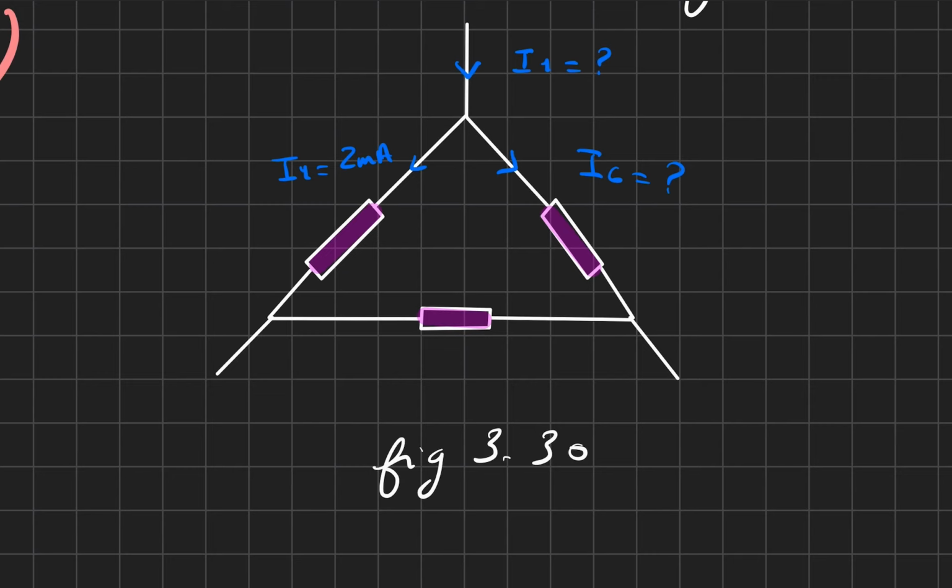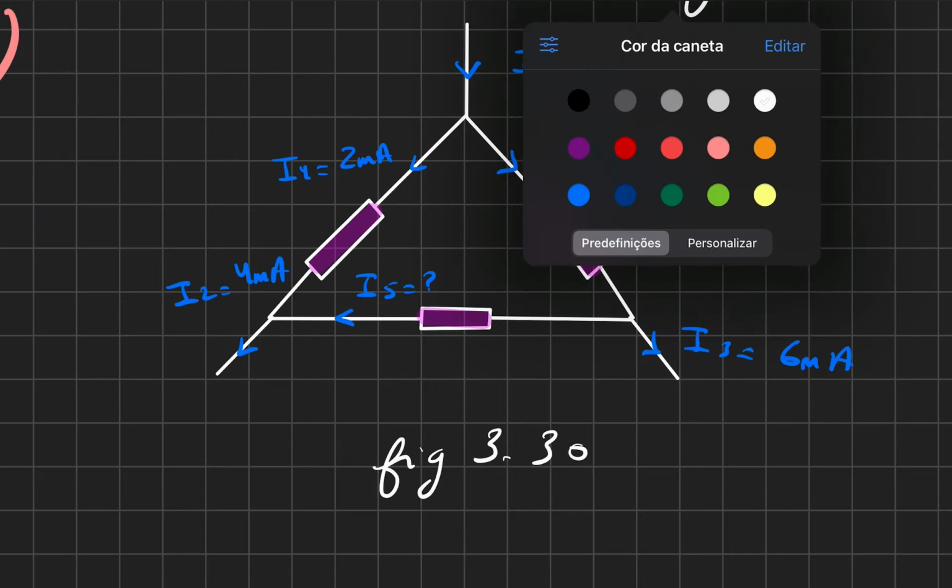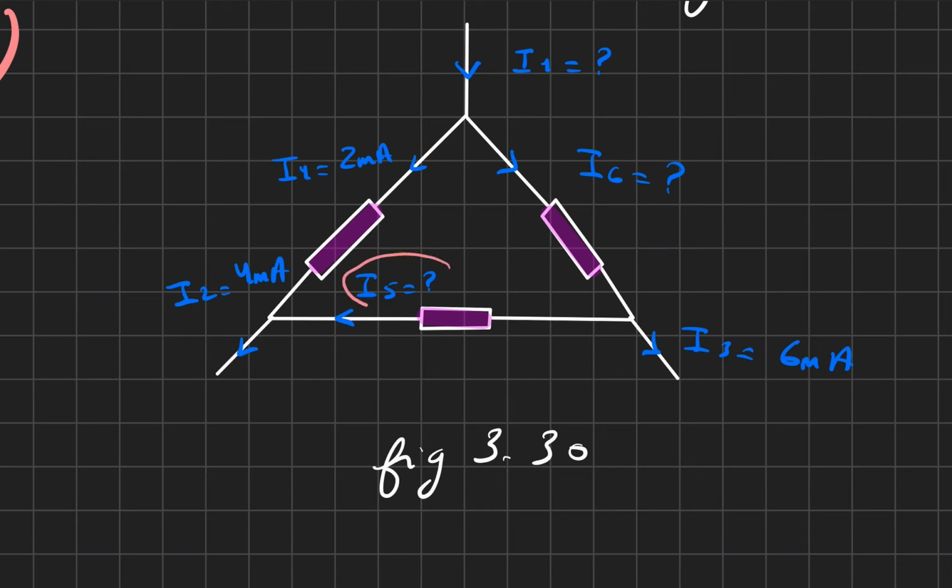In this other branch we have I6. We don't know what I6 is. And in this branch here, the one coming out is I2, which is 4 milliampere. In this branch here it's I5. We do not know what's I5. In this branch coming out it's I3, and we know it's 6 milliampere. It's given. Okay, first we need to get I5. First we get I5.